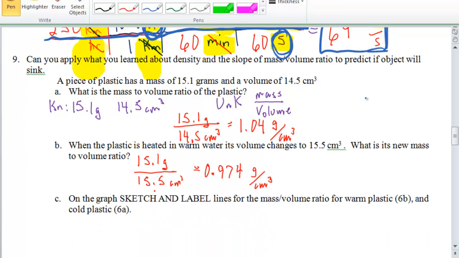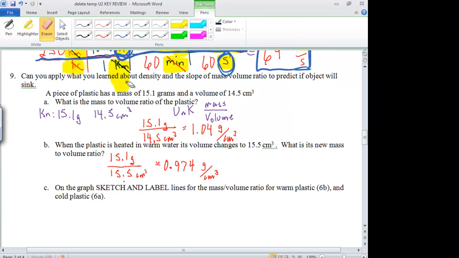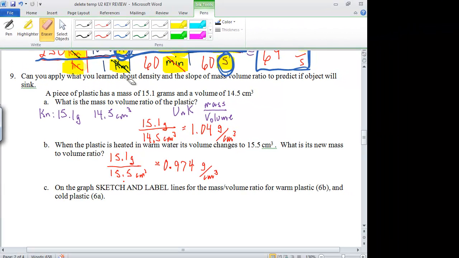Moving on to number 9, what we learned about density and the slope of the mass to volume ratio. You know that we had some graphs there. In fact, on your review sheet, the graph is on this page. On my key, I think it's going to be on the next page because we had some formatting issues with that. But we're talking here about a piece of plastic, and you should have seen this piece of plastic in class. It's a small piece of plastic.